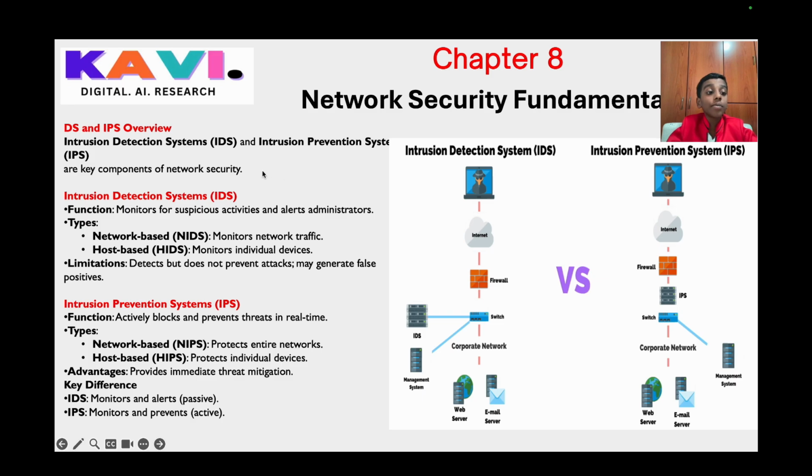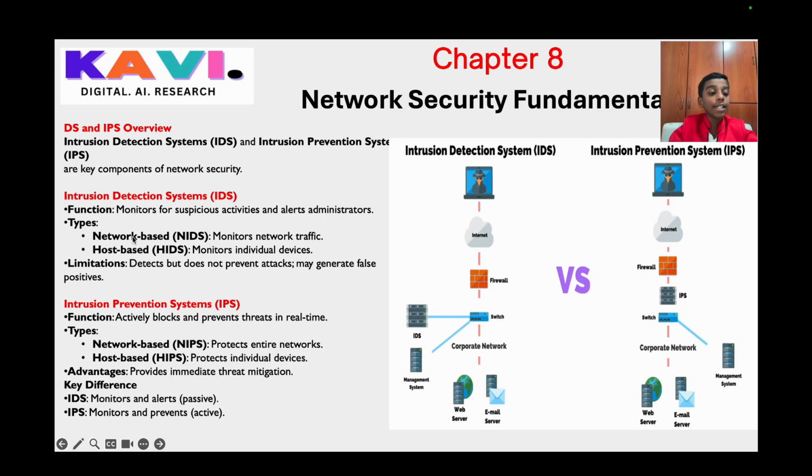Our next slide talks about the IDS and IPS overview. What are IDS and IPS? Intrusion Detection Systems, or IDS, and Intrusion Prevention Systems, IPS, are key components of network security. The function of IDS, or Intrusion Detection Systems, is that it monitors for suspicious activities and alerts the administrators, or us.